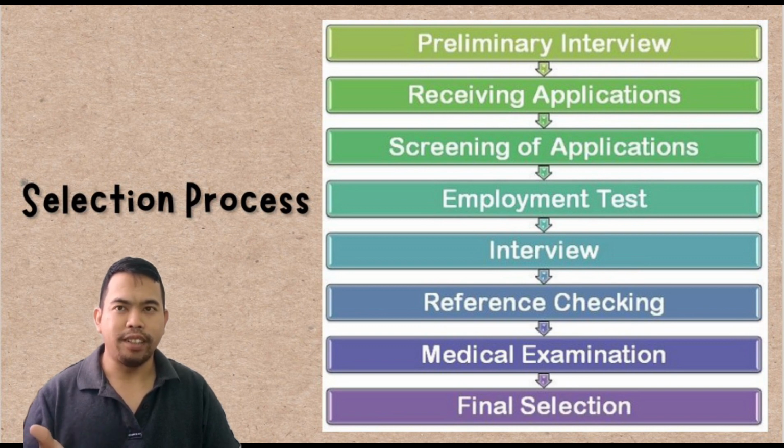Next is the employment test, which is conducted for candidates to gain more insight into them. Next is checking references, which provides the employer with a way to cross-check the authenticity of the information provided by the employee. Next is the medical examination, which checks the physical and mental fitness of the candidate to make sure he or she is capable of performing the job.